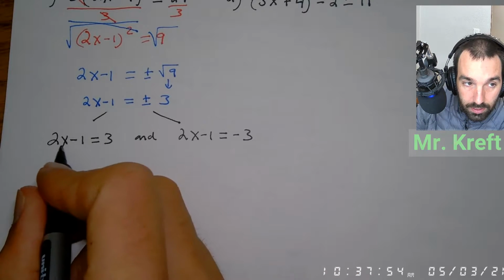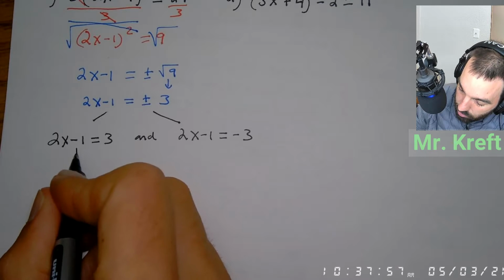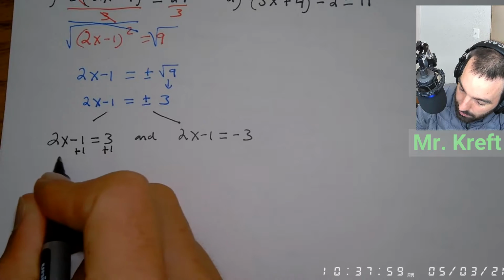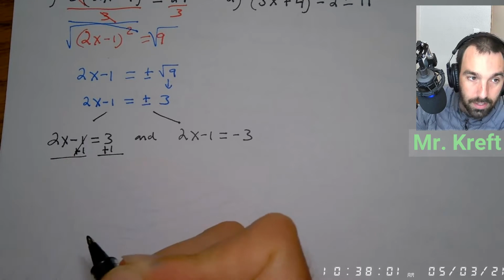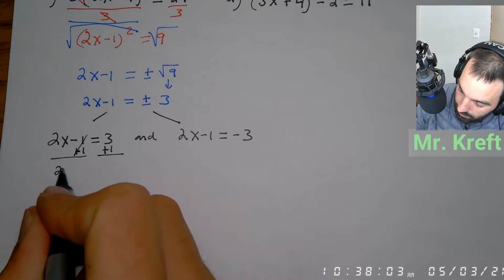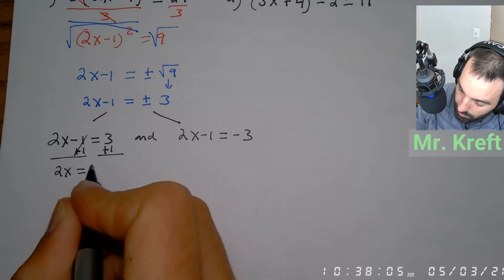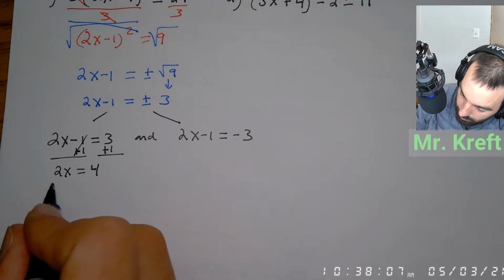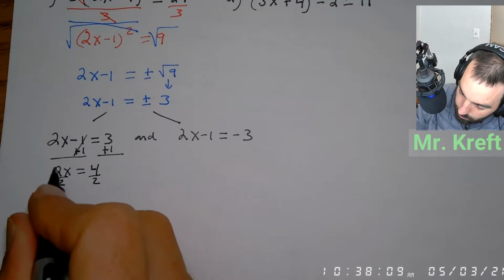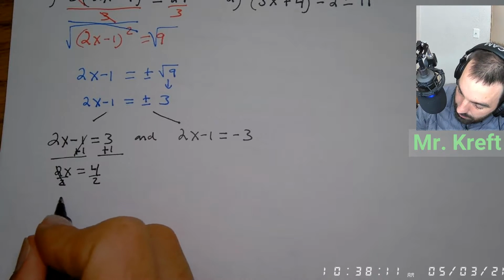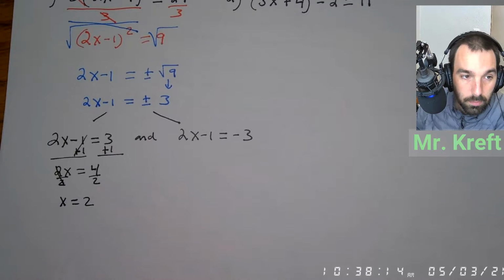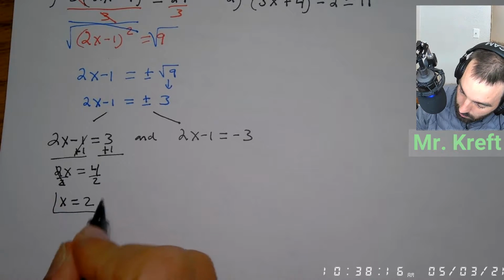So again, I'm going to try to isolate the x. I'm going to start with addition and subtraction. So here I'm adding 1 to both sides to get rid of that minus 1. So I'm going to get 2x equals 3 plus 1 is 4. And then I want to divide by 2 like that. And I get x equals 2. So that's one of my solutions.